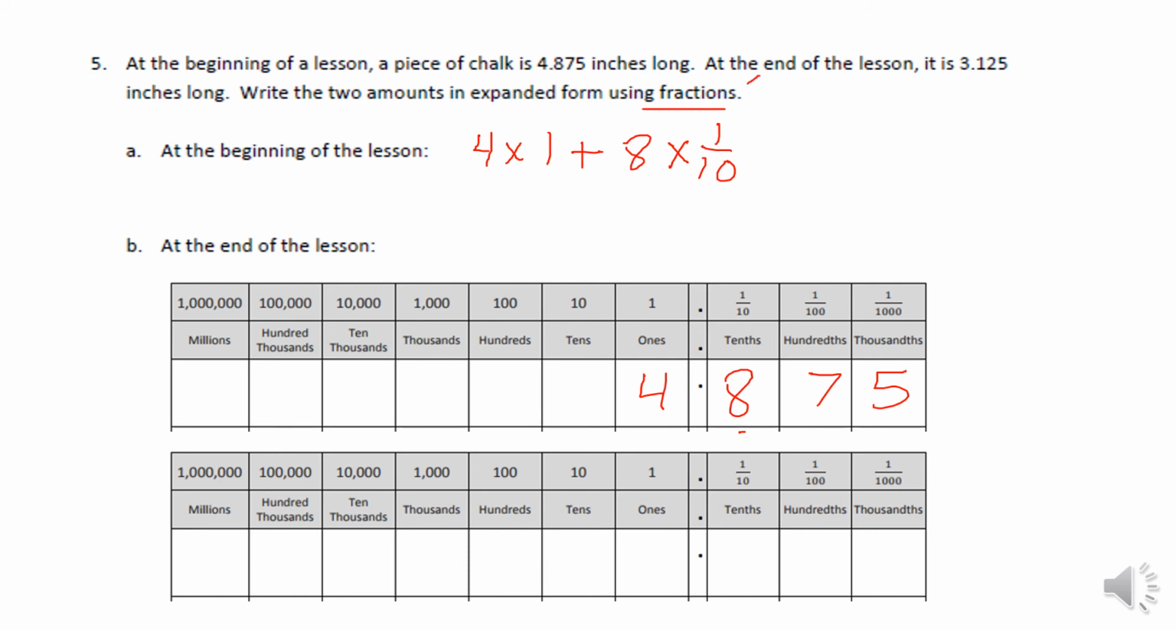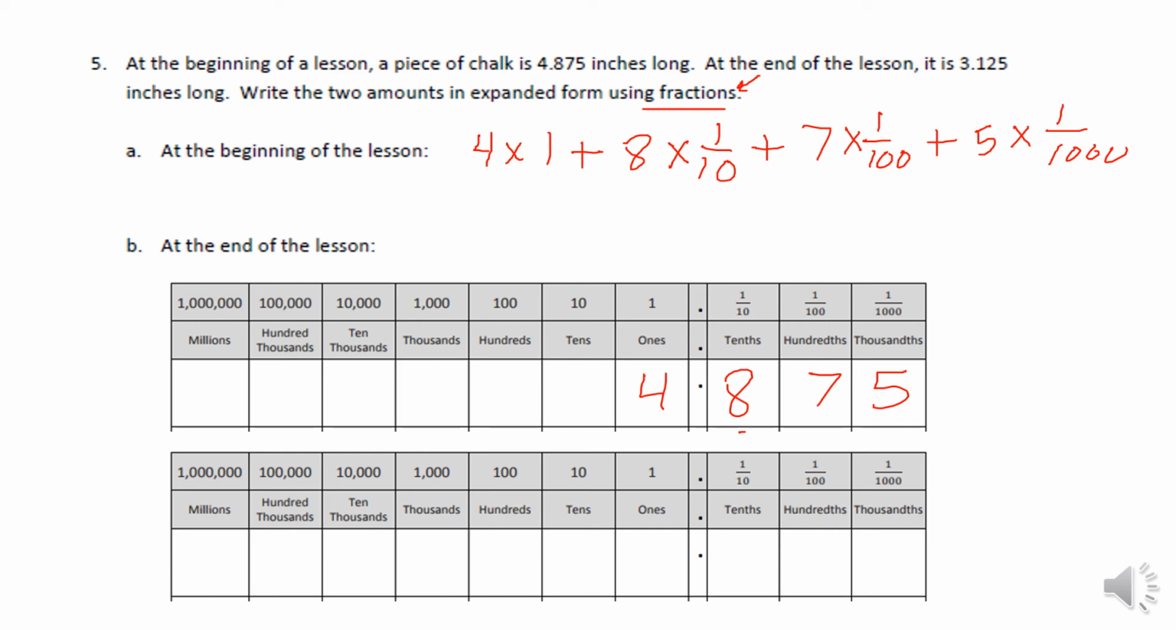Notice I'm using fractions, not the decimal numbers, because it's telling me to do it in fractions. Plus, coming down to the next one, that is a 7 times the place value, 1/100ths. Plus, the last digit is 5, and the place value times 1/1000ths.